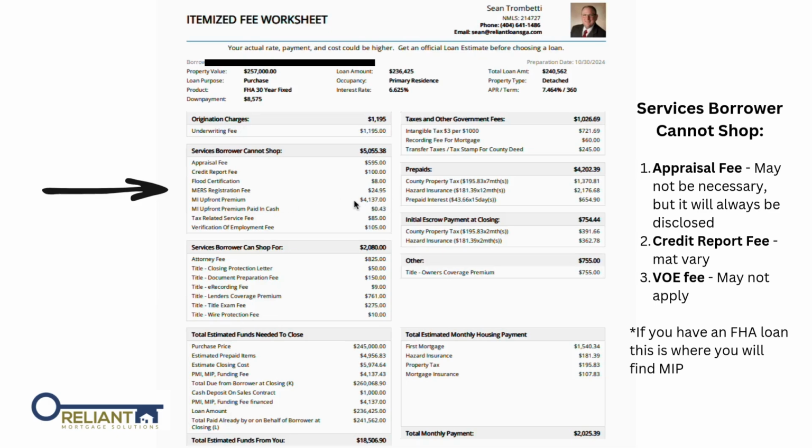This is that 1.75 factor that ultimately gets rolled back into your loan amount on top of your regular loan amount. And as you can see at the top of this quote, it's indicated here. Your regular loan amount is $236,425. Your total loan amount is $240,562. So that's basically this number plus this number.